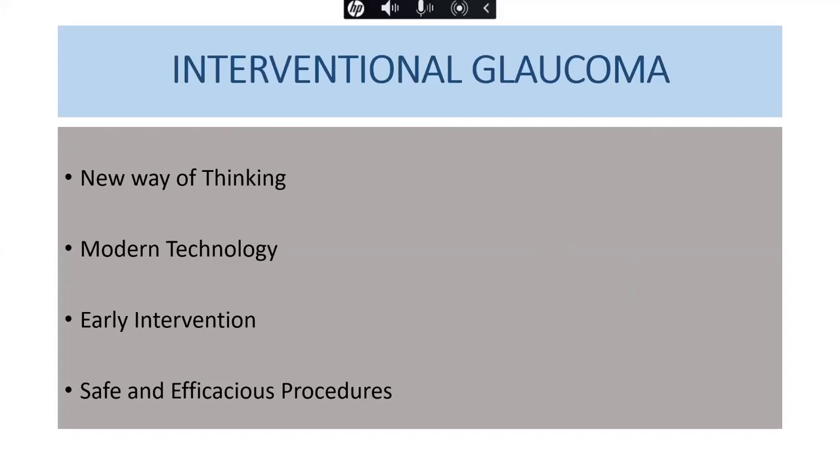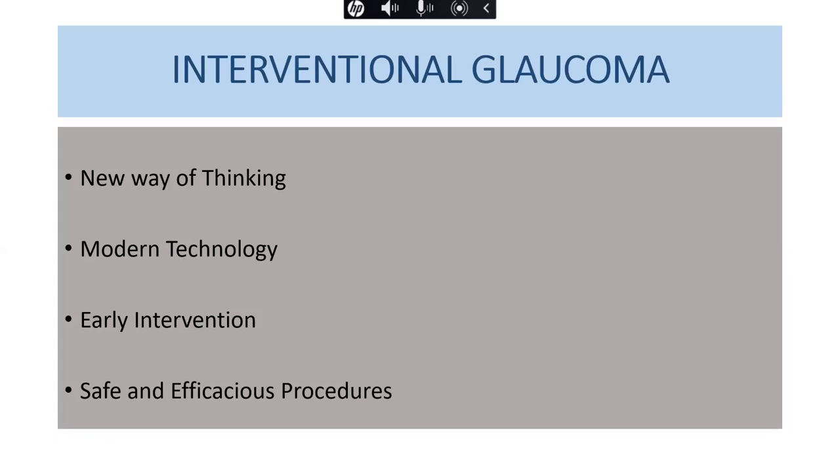Okay. Now, what is interventional glaucoma? It's a new way of thinking. Because modern technology is available now, new things have come up. People are thinking of a new way of managing glaucoma: early intervention, rather than waiting, giving medication and then laser, then the patient's cupping goes to 0.8 and only then you go for surgery. By that time, how much vision is the patient losing?